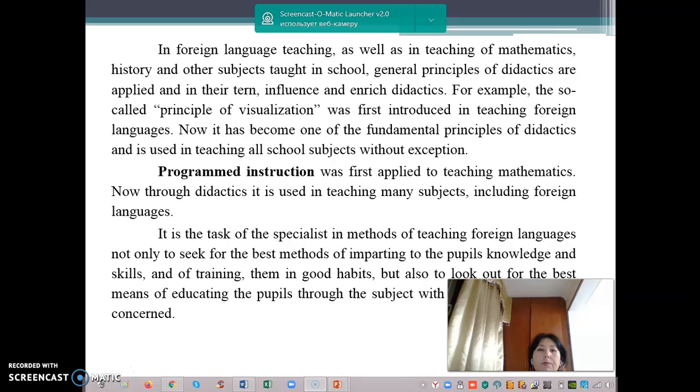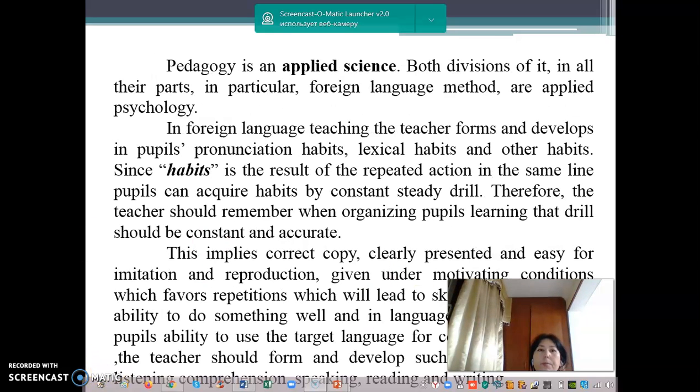It is the task of the specialists in methods of teaching foreign languages not only to seek for the best method of imparting to the pupils knowledge and skills and of training them in good habits, but also to look out for the best means of educating the pupils through the subject with whose teaching he is concerned. Pedagogy is applied science. Both divisions of it, in all their parts, in particular foreign language method, are applied psychology.